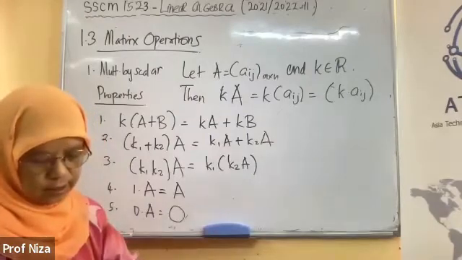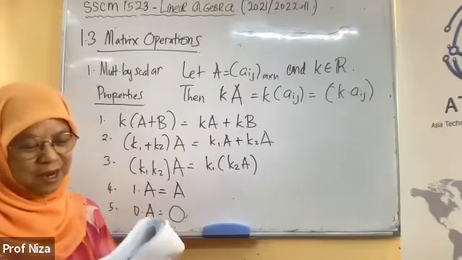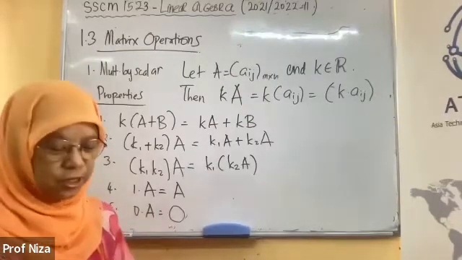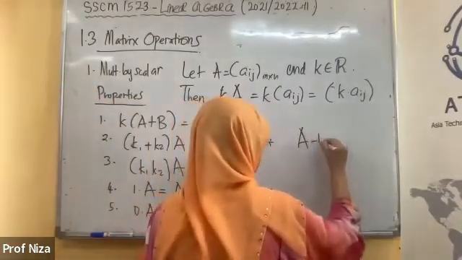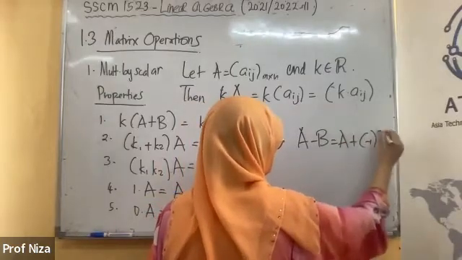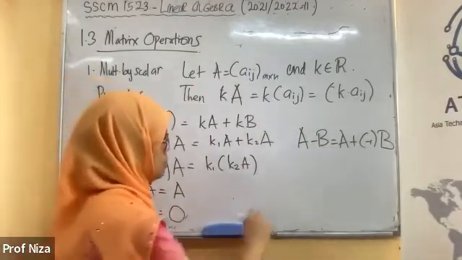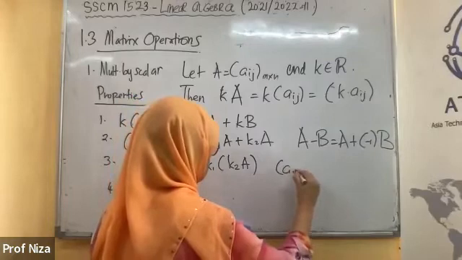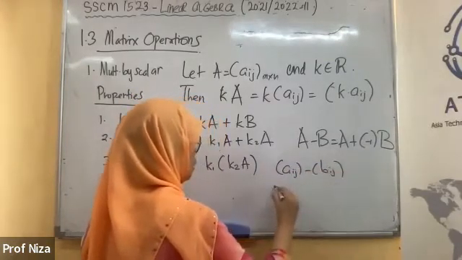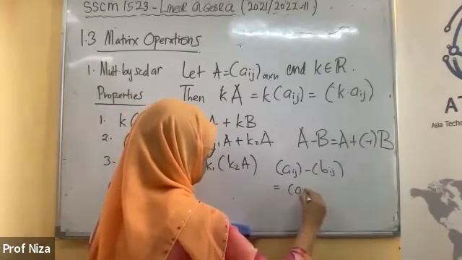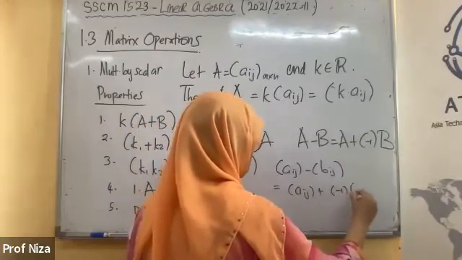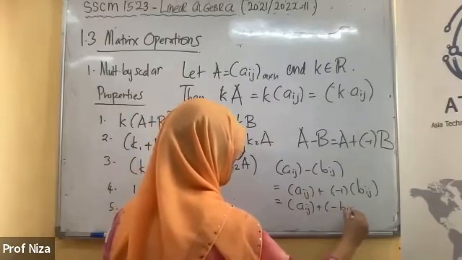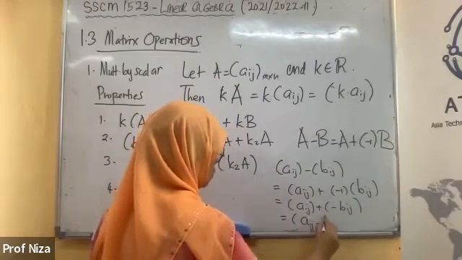Now, matrix subtraction. Okay, the next one is matrix subtraction is just add the negative. I'm not going to go more into this, but this is what is defined. That's why when you do this, you actually are doing A plus -1 times B, which is actually this. Then that's why you can just do this.